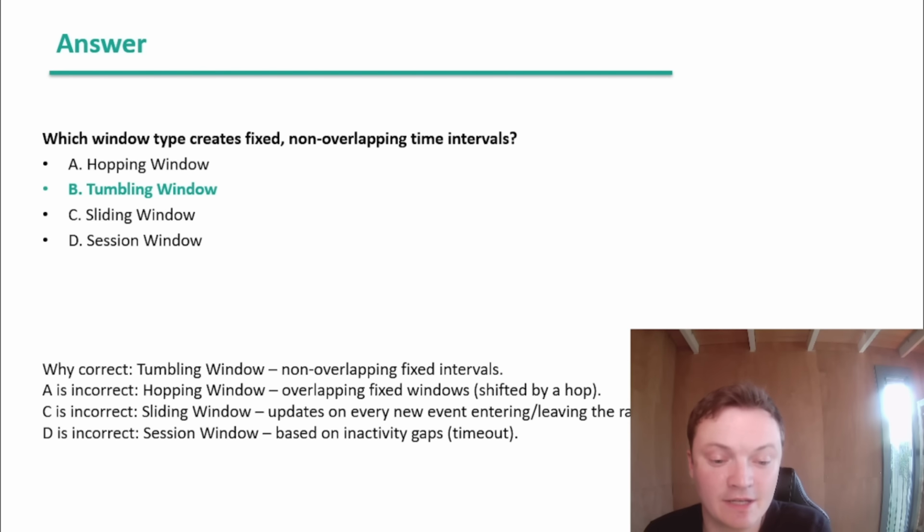A tumbling window, as it has non-overlapping fixed intervals. A hopping window is incorrect as it has overlapping fixed windows. A sliding window is incorrect because it updates on every new event entering or leaving the range. And a session window is incorrect because it is based on inactivity groups.